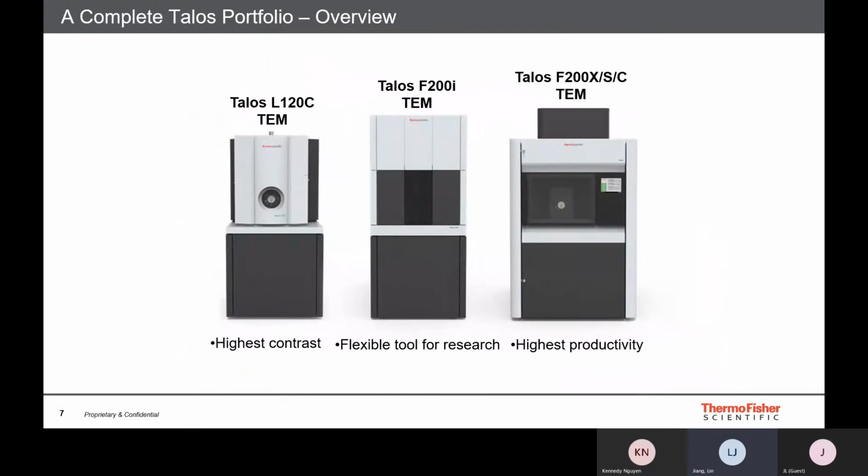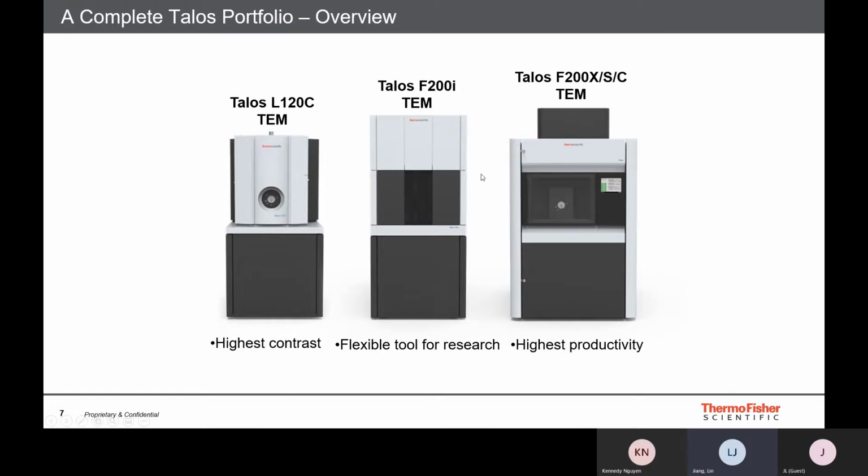Next, I'm going to introduce a little bit of the difference between these three systems. You guys have the F200C, right? So this is the F200C, and we also have the F200X and S. There's no big difference between these three systems. The F200X, we have the Super-X detector. Usually the F200C comes with a dual X detector, from either Oxford or Bruker. So this is a major difference.